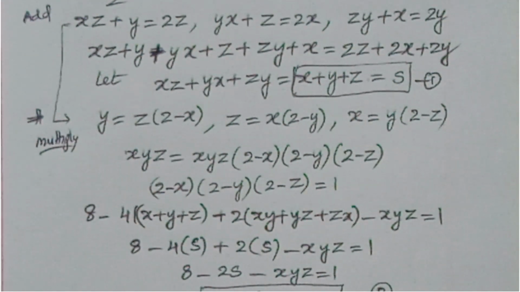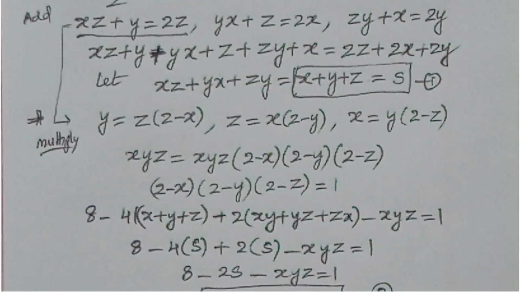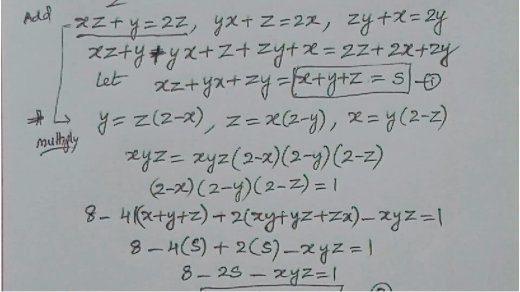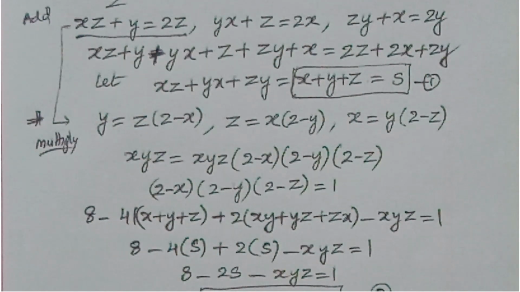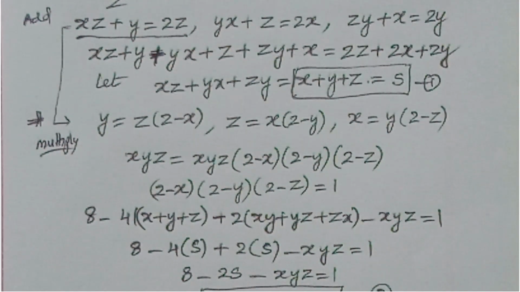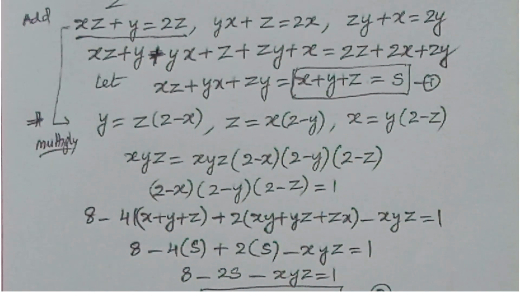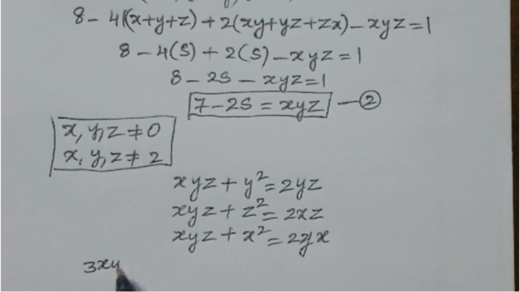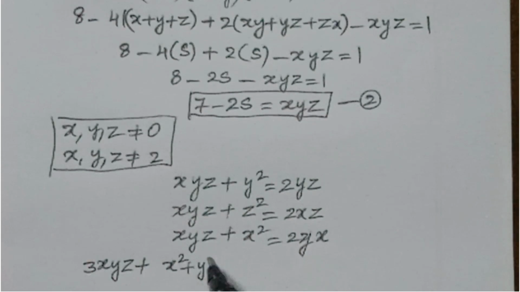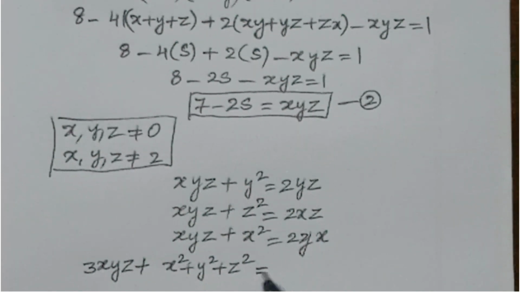So multiplying the first one with y: xyz plus y square is equal to 2yz. Second one: xyz plus z square is equal to 2xz. Third: xyz plus x square is equal to 2yx. So you are getting all the values like this. So adding all these values: 3xyz plus x square plus y square plus z square is equal to 2 into xy plus yz plus zx.